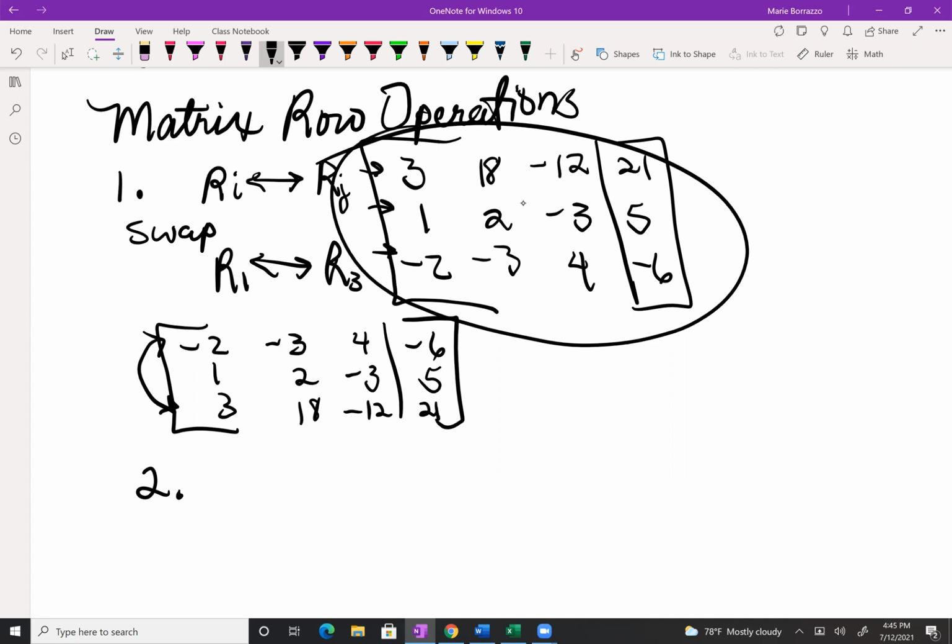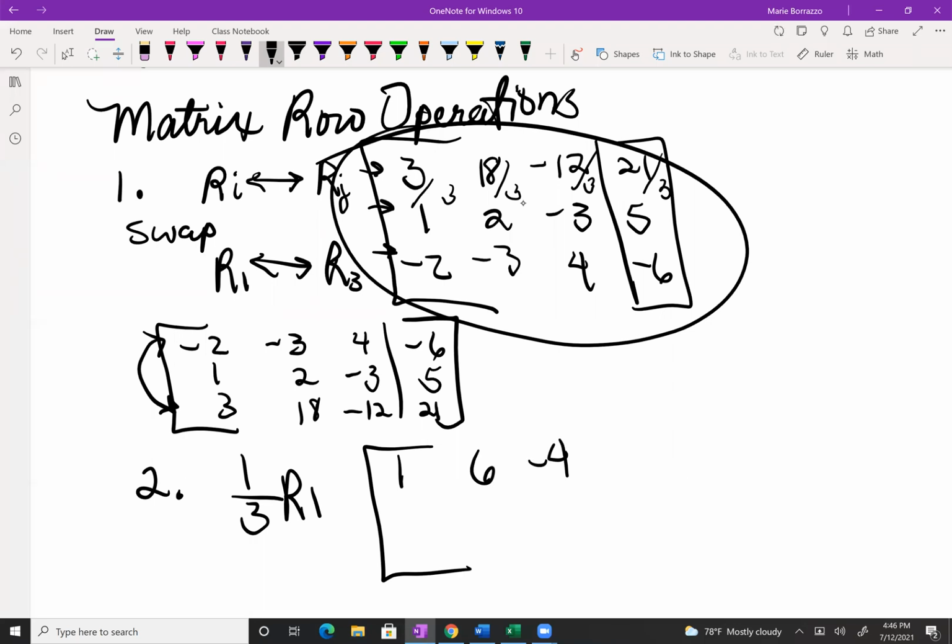I'm going to ask you to solve for 1/3 of row 1. So basically, I'm going to take all of row 1 and divide each of these by 3, or multiply by 1/3, which is the same thing. Right? This is going to give you a new set of values. You're going to end up with 1, 6, -4, 7, then 1, 2, -3, 5, and no change to the second and third rows. So this stays the same.